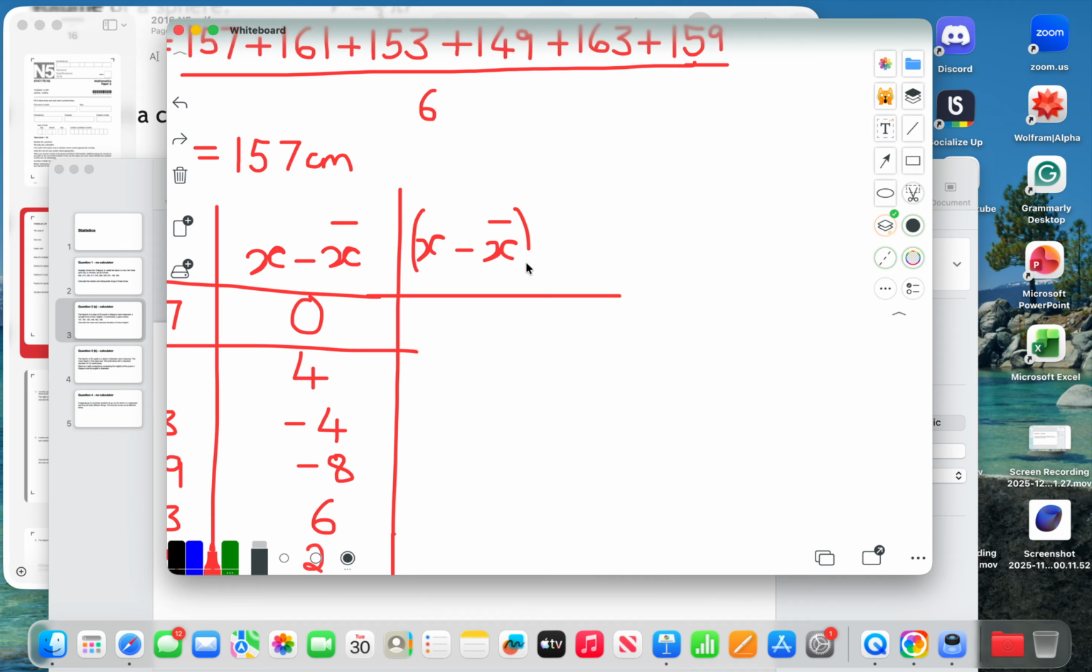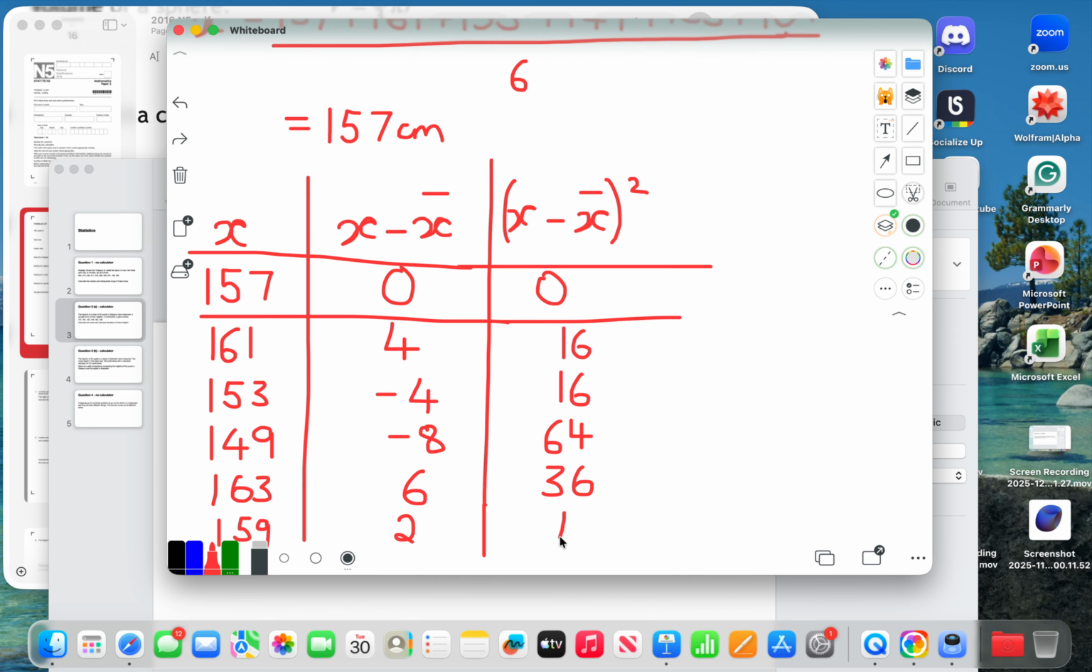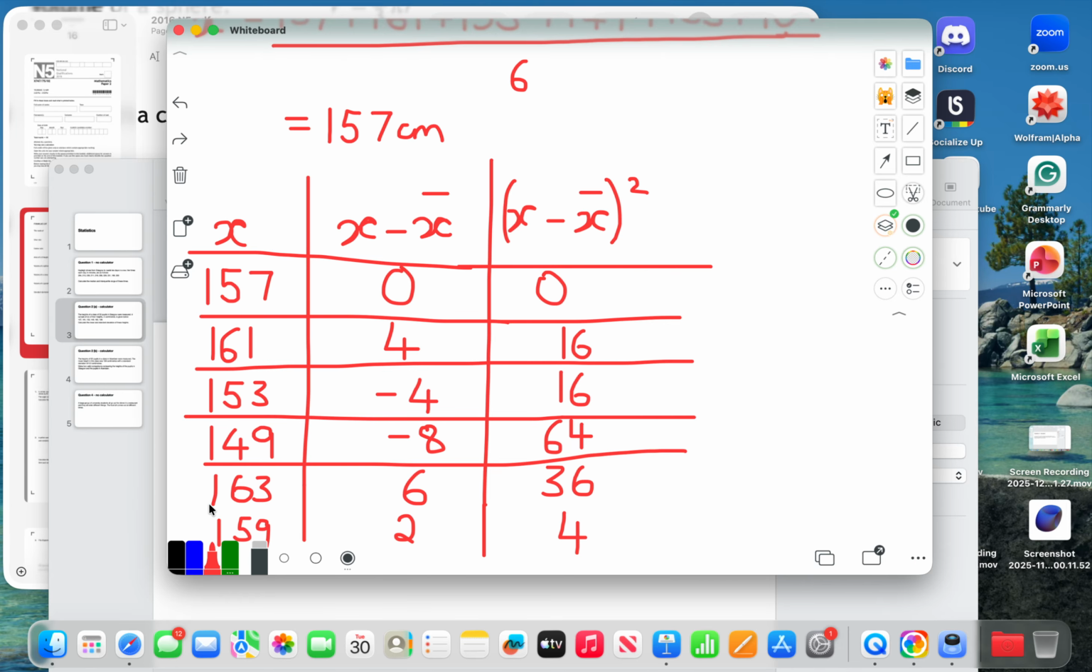We have to then square each of the values in the second column. So if you take the square, all of these squares should be positive. Looks pretty good. The table does not have to be neat.